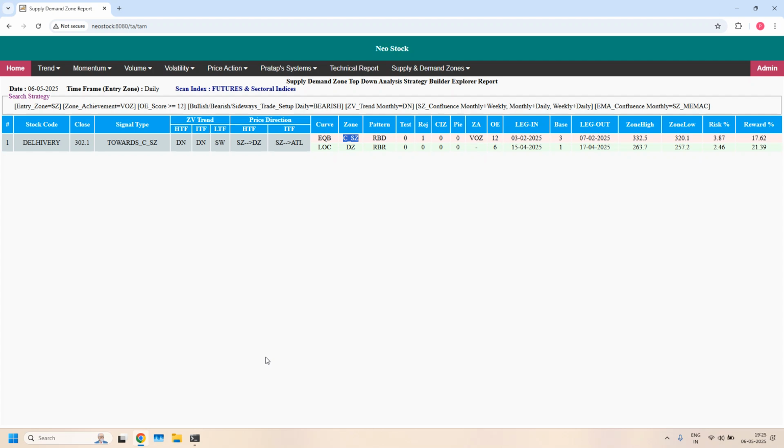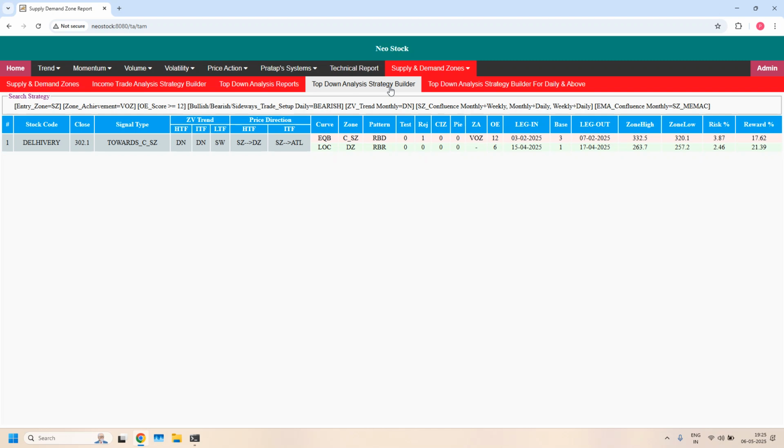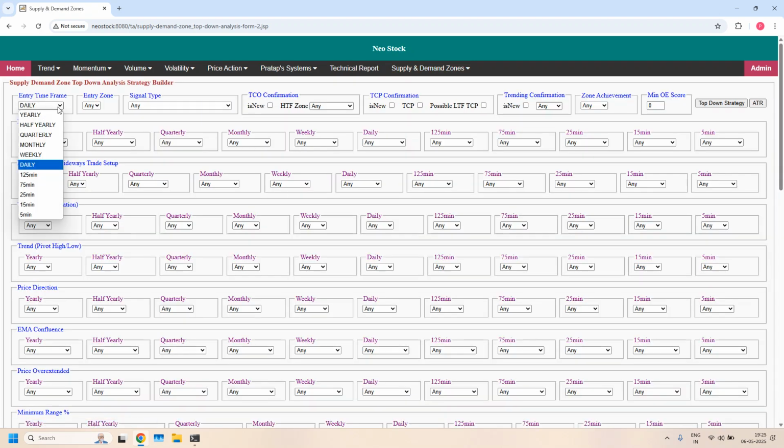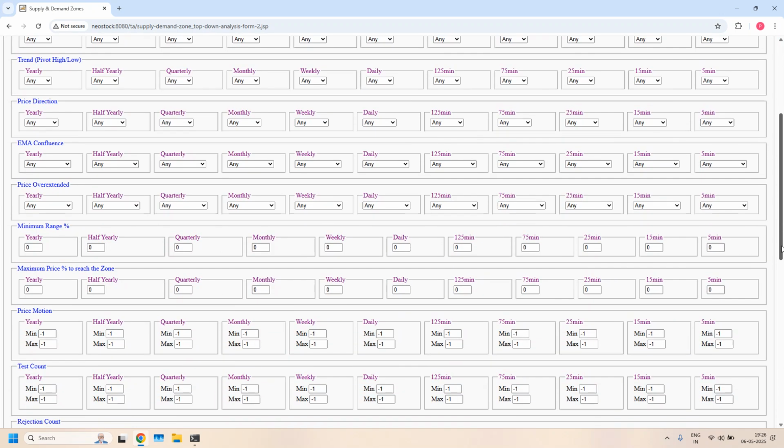Okay, this is about the bearish trade setup for monthly income trade. Next we will look into sideways, bullish and bearish trade setups for weekly income trade. Entry time frame 75 minutes, entry zone demand zone. In bullish, bearish or sideways trade setup at 75 minutes, I am selecting sideways long trade setup, and zone achievement violated opposing zone, minimum odd and enhancer score 12, and also the 75 minutes demand zone should not be pierced.